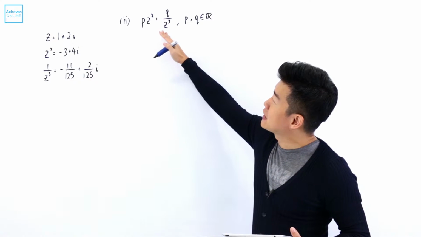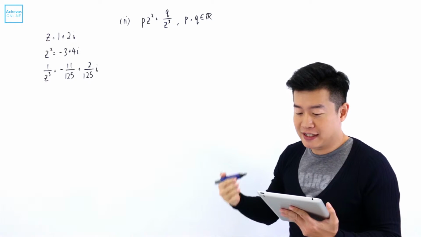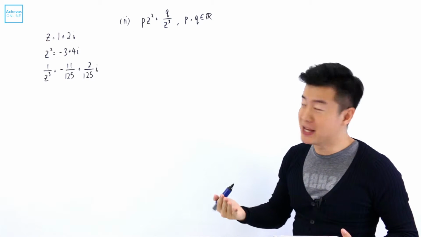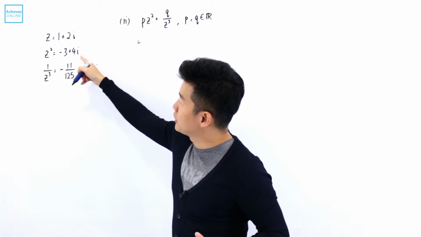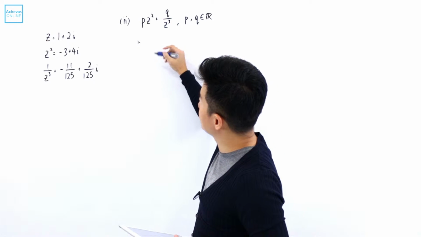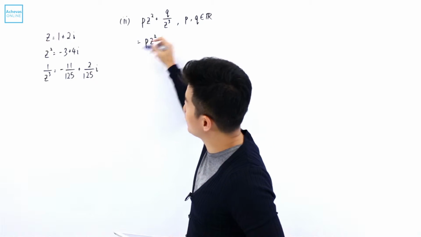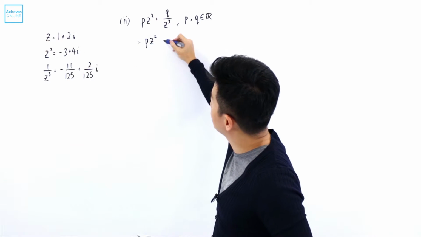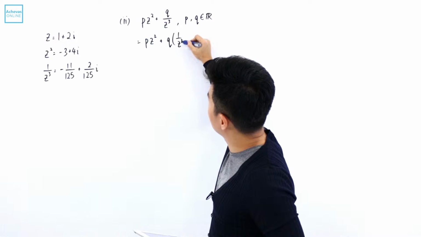Given that this expression here is entirely real and I want to find Q in terms of P, let's see what this expression is going to be by substituting the values that we have derived from the previous part of the question into the z that is here. That means I can view it as P multiplied by z squared, which I have from the previous part, plus Q multiplied by 1 over z to the power of 3.